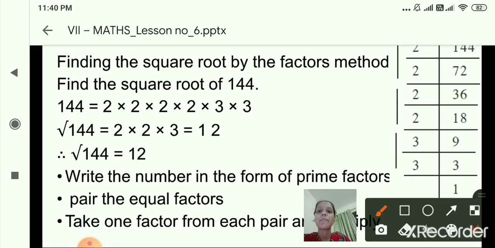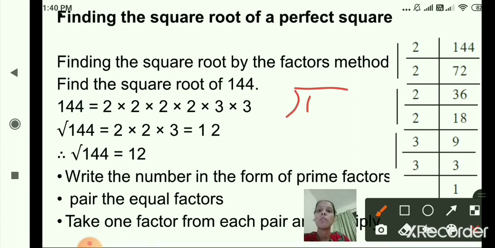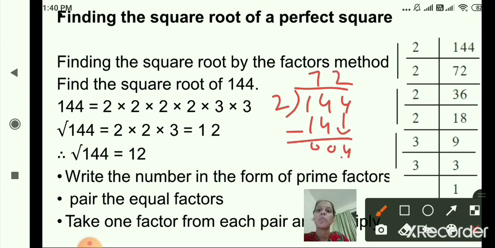144 divided by 2. 2 7s are 14. Then 4 here, 2 2s are 4, correct? So what did we get here? Quotient 72. So 2 here, it is 72, correct? Which means 144 divided by 2 is 72.